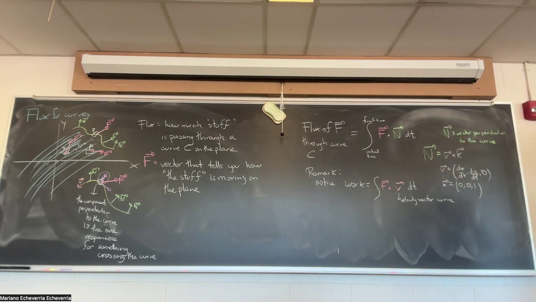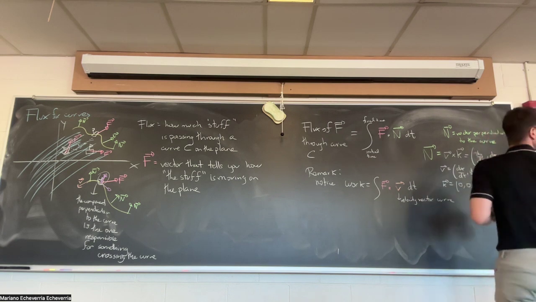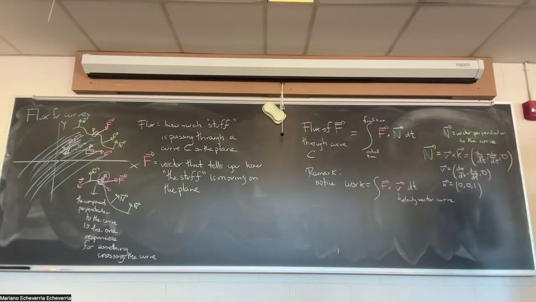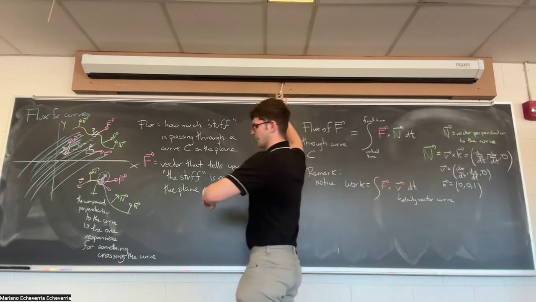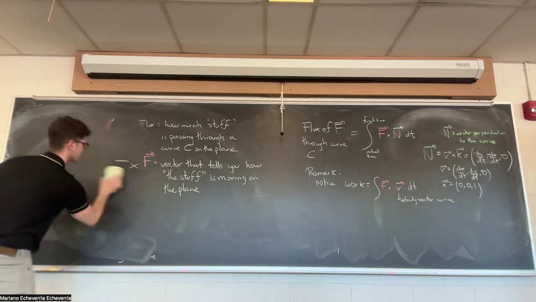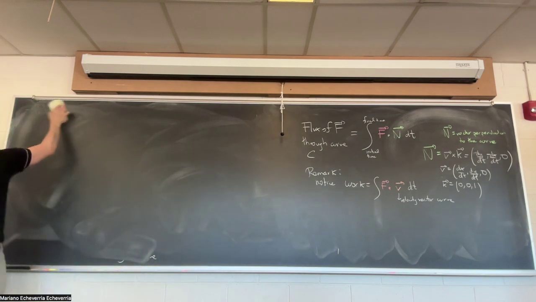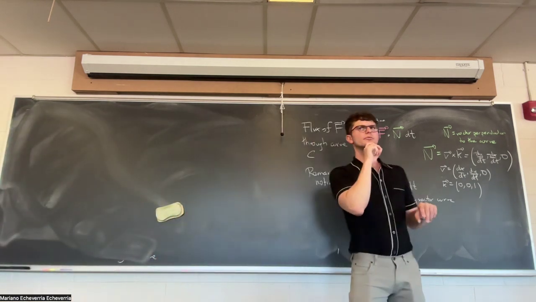So if you do that, it's easy to check that the cross product in this case is (dy/dt, -dx/dt, 0). Sorry, there's a minus here. And that will be our choice of normal vector. So the way I'm writing it, it does have the same magnitude as the velocity vector. But there is a way to write it using the unit normal vector.